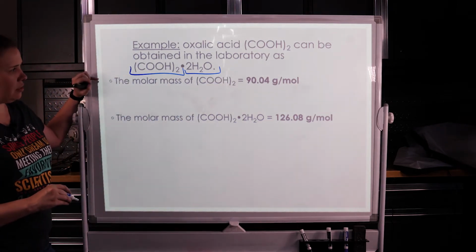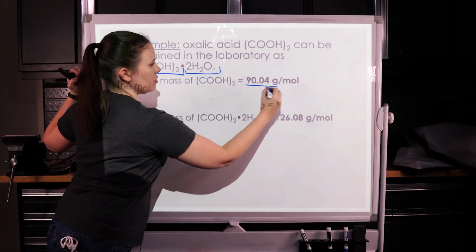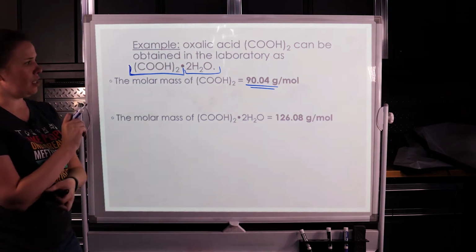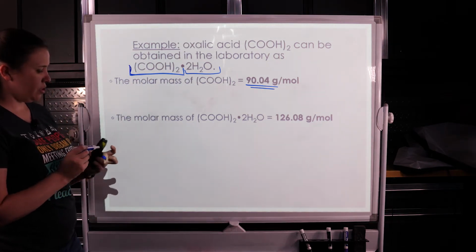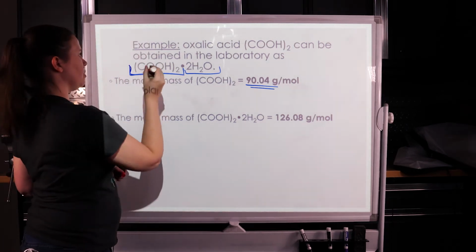The molar mass of just the COOH2. Save us a little bit of time. Remember, you would just add up the molar mass of each atom. That's going to get you 90.04. But then the molar mass of the entire compound is 126.08.